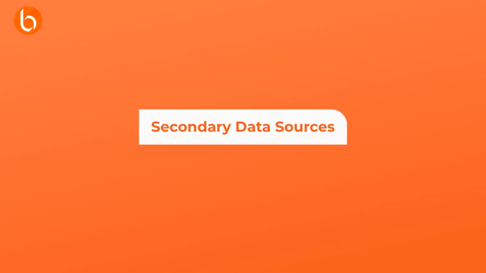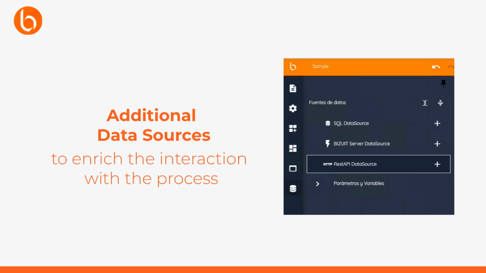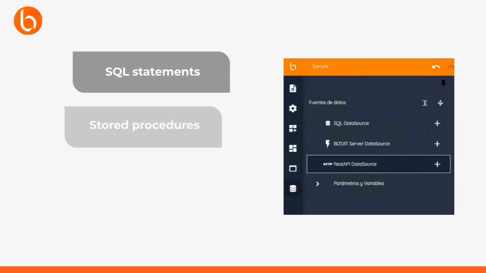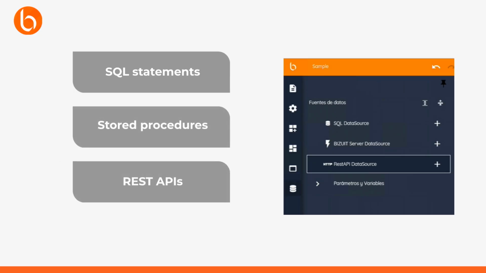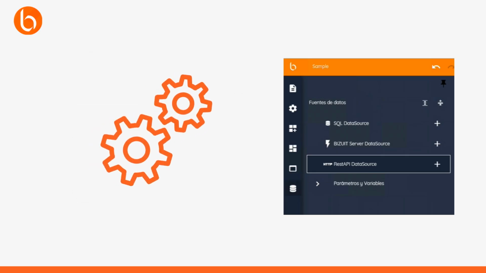Secondary data sources. Finally, we can use additional data sources within the forms to enrich the interaction with the process. These sources can include SQL statements, stored procedures, REST APIs, or even the activation of new processes within BIZUIT, which increases the possibilities for integration and automation.